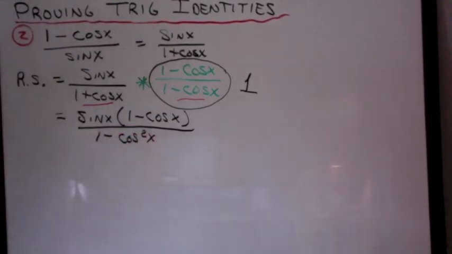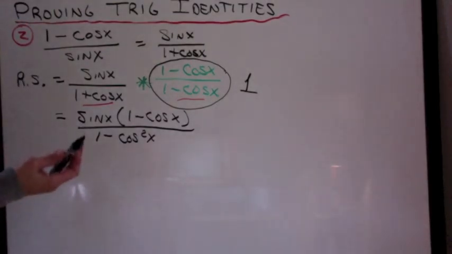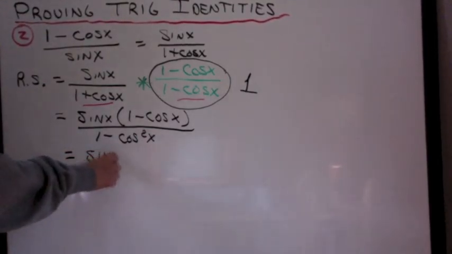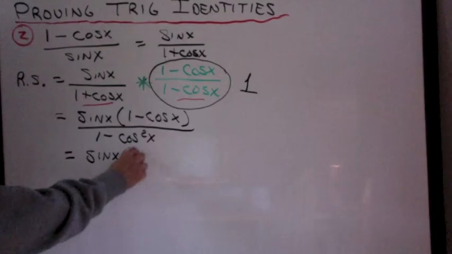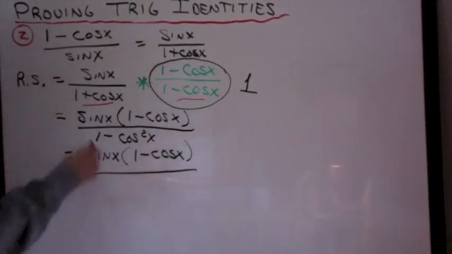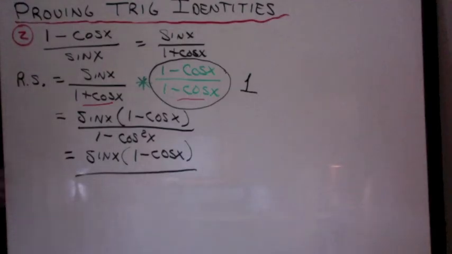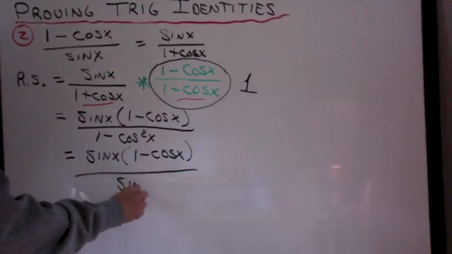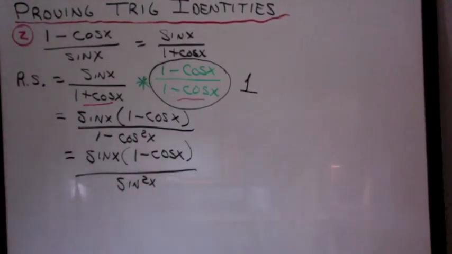Now I know another name for this. And remember, keep looking at this side because that's where we want to get to, and we're almost there. Leave the numerator alone, so keep it as sine x times (1 minus cos x). Then down on the bottom, we just said 1 minus cos squared x is the same thing as sine squared x. So do that little replacement.